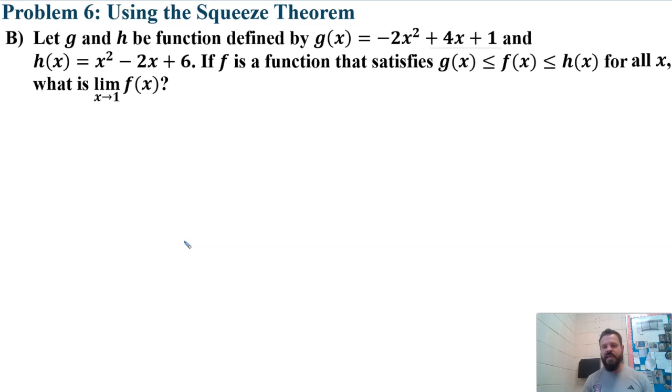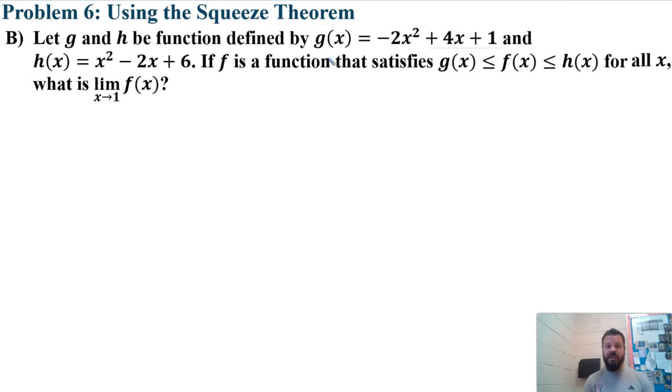For part B, let's take a look at an example where the squeeze theorem doesn't work. It actually doesn't tell us anything about the function. So again, we have a g and an h, and again, we have some function f of x that we're not sure how it's defined. We do know that it's always greater than or equal to g of x and less than or equal to h of x. And for some reason, I can't do the limit as x goes towards 1 directly. So we'll see if we can use the squeeze theorem here.